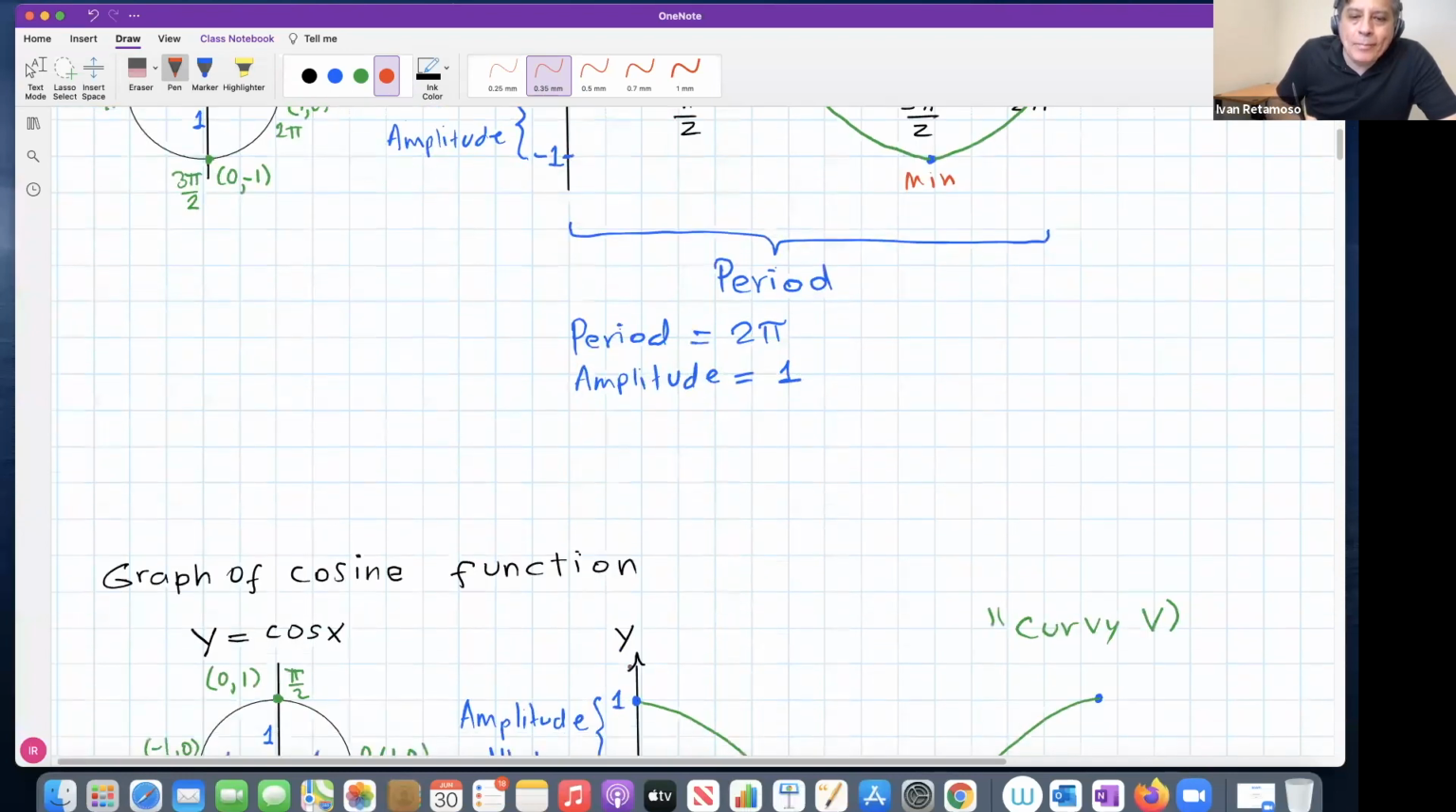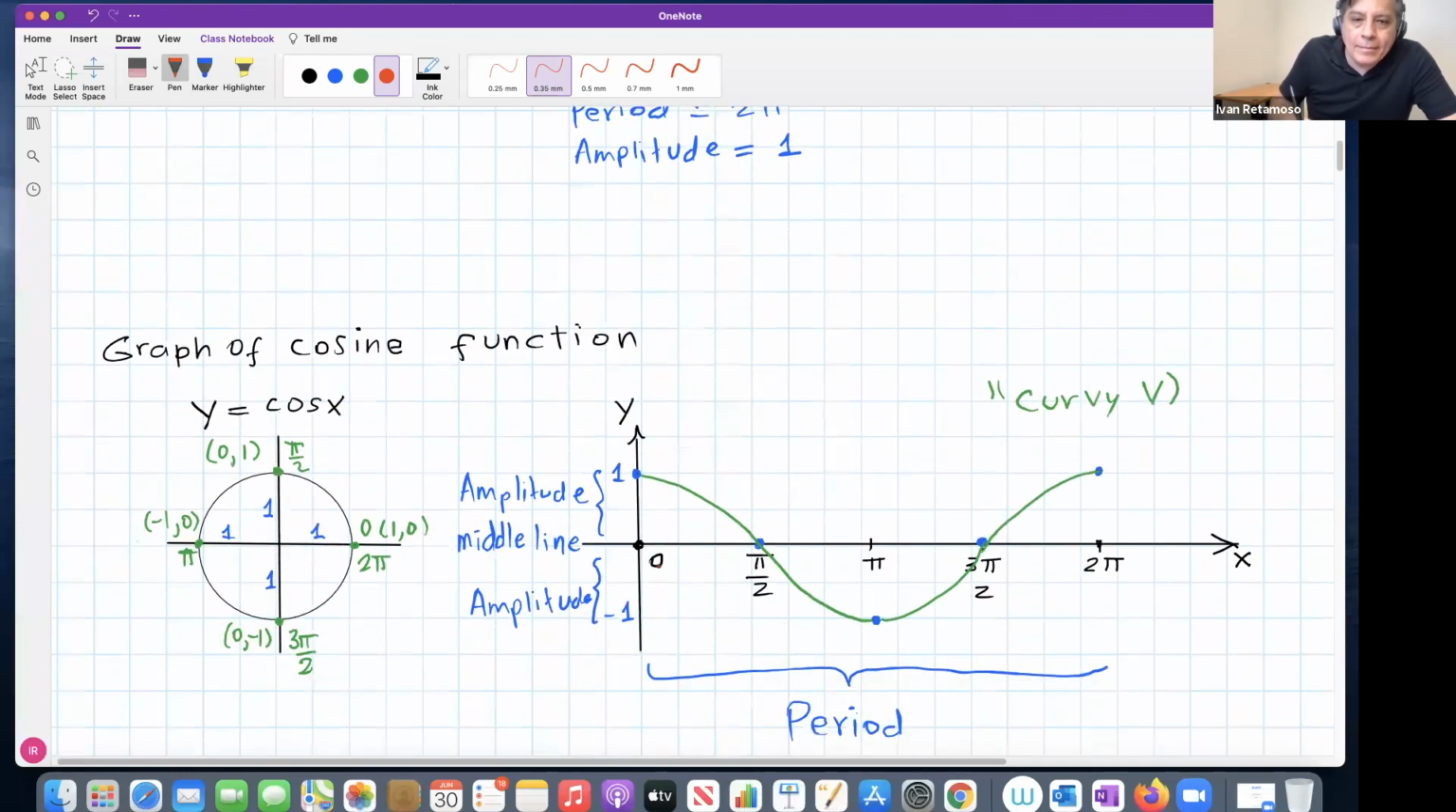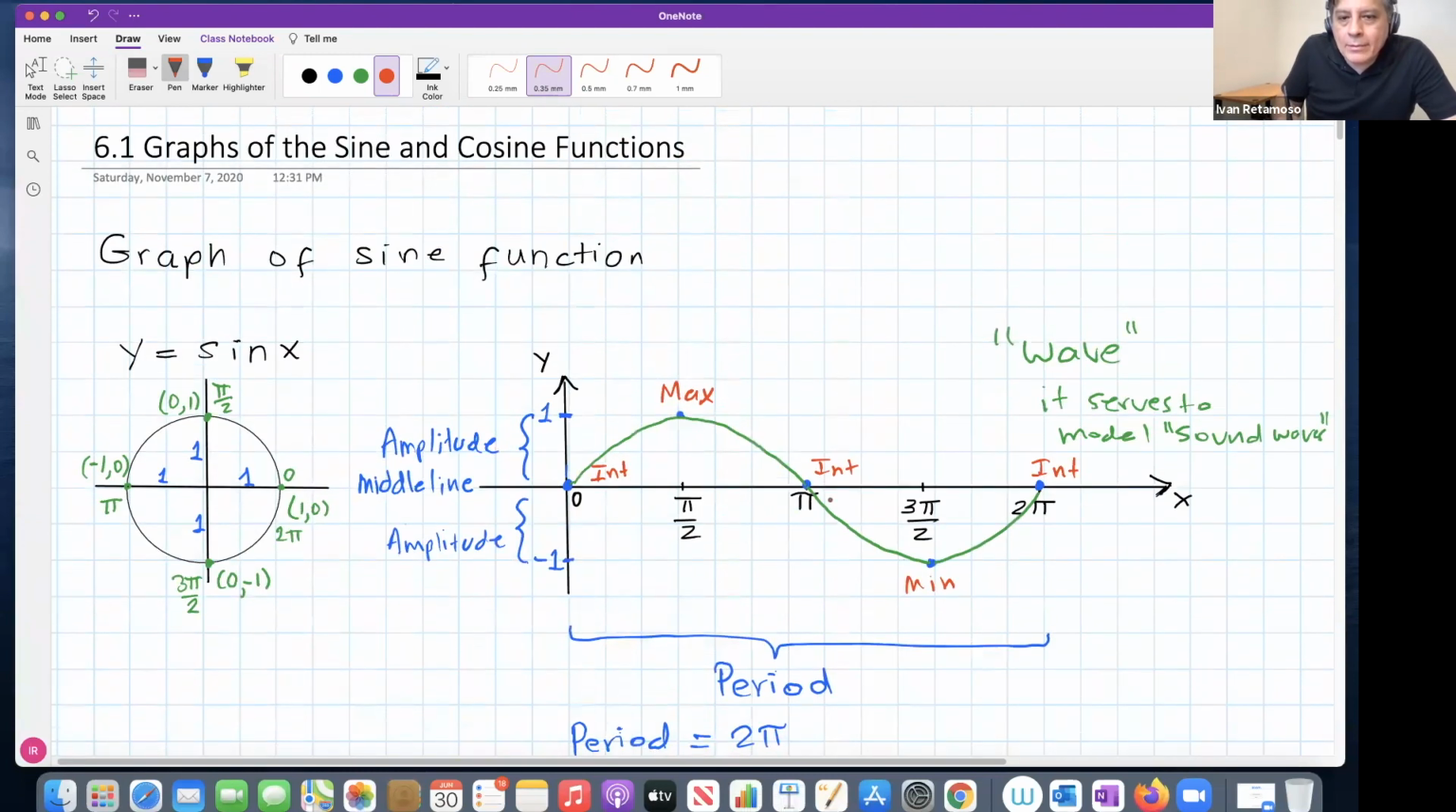For the cosine function, instead, you start with the maximum value of the function, down to an intersection, minimum value of the cosine function, back to 0, intersection, and then back to maximum. So cosine: maximum, intersection, minimum, intersection, maximum. And sine: intersection, maximum, intersection, minimum, and then intersection again.